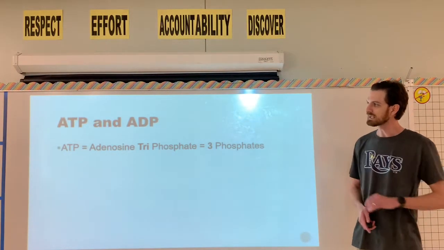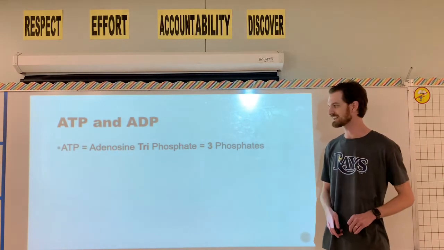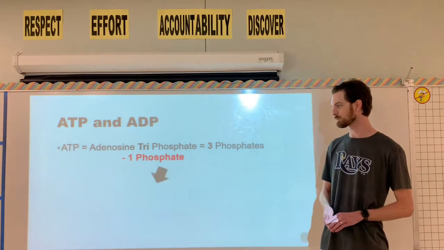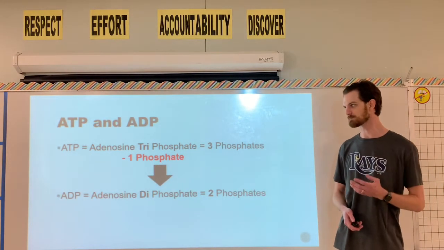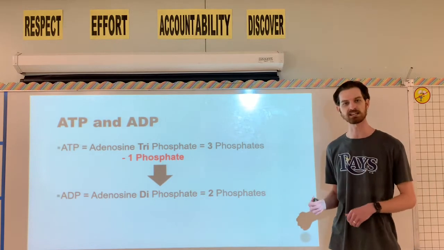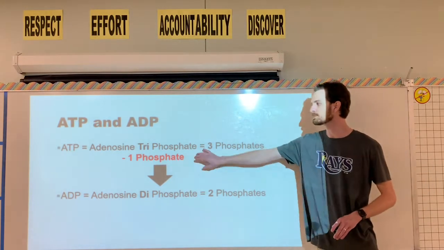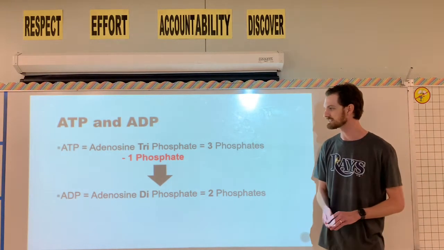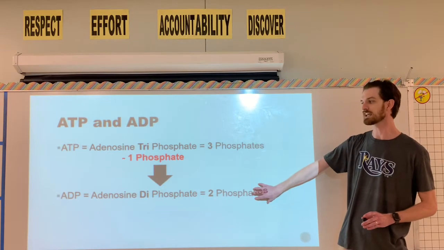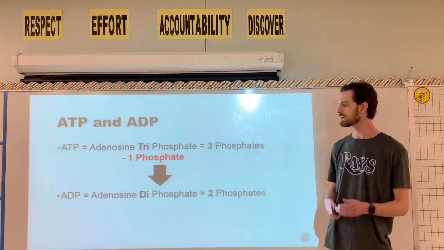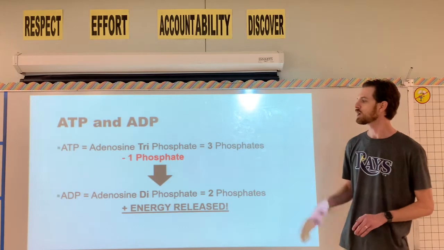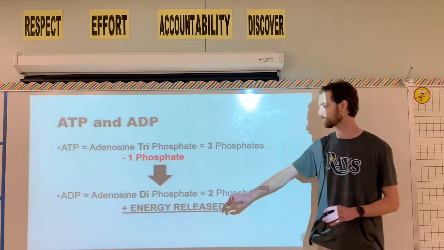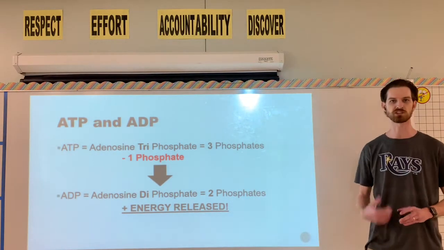So remember that ATP is 3 phosphates because it's adenosine triphosphate. ADP is 2 phosphates. So if I remove a phosphate from it, I get ADP. So the transition between ATP and ADP is dependent on the movement of a phosphate group. If I break a phosphate off of ATP, I end up with ADP. If I add a phosphate onto ADP, I end up with ATP. So it's a kind of exchange process. When I remove that phosphate group, I break a chemical bond, therefore I release energy, and that's what the cell is going to use to do its work.